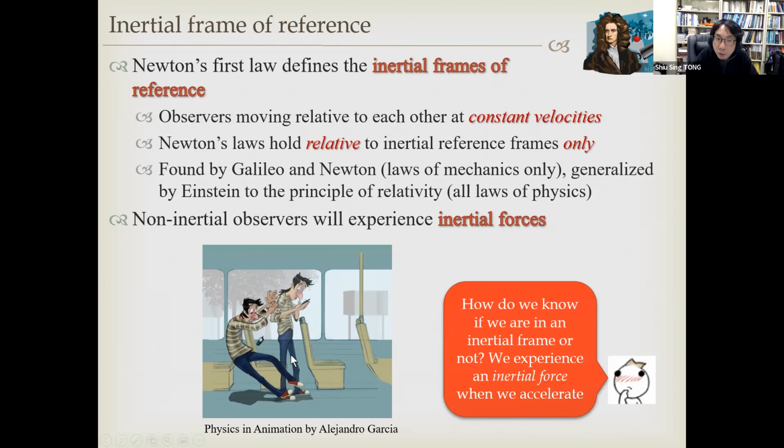Now, the inertial force is not a real force. It only reflects the inertia of your body, because your body does not want to be accelerated. Your body has inertia to acceleration. So when the bus starts to accelerate, your body tends to fall back. So it's not a real force, but you have such a feeling that makes you know that you are not in an inertial frame of reference.